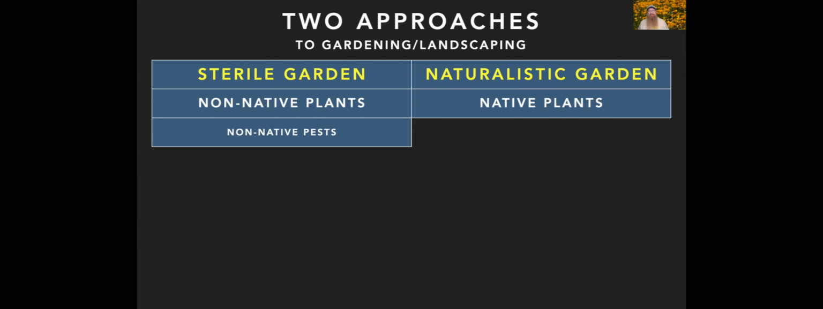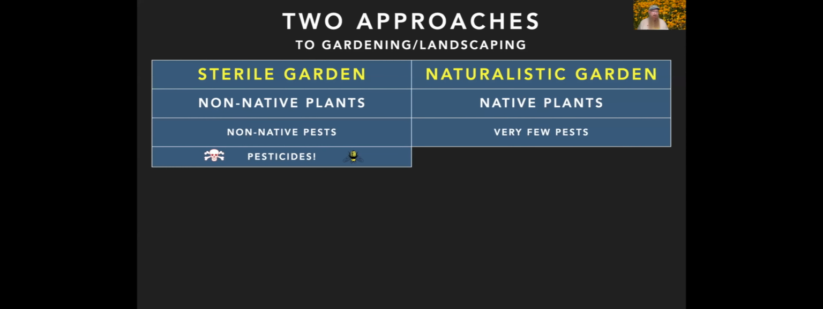In a naturalistic garden, you have very few pests, right? Very few pests there. In a sterile garden, people use pesticides, which means you have a lot of death. You kill your bees, your flies, your butterflies, your caterpillars, your beetles. They're all going to die. There's no such thing as a pesticide that only kills the bad guys and leaves the good guys alone. It doesn't work that way. In a naturalistic garden, you don't use pesticides.